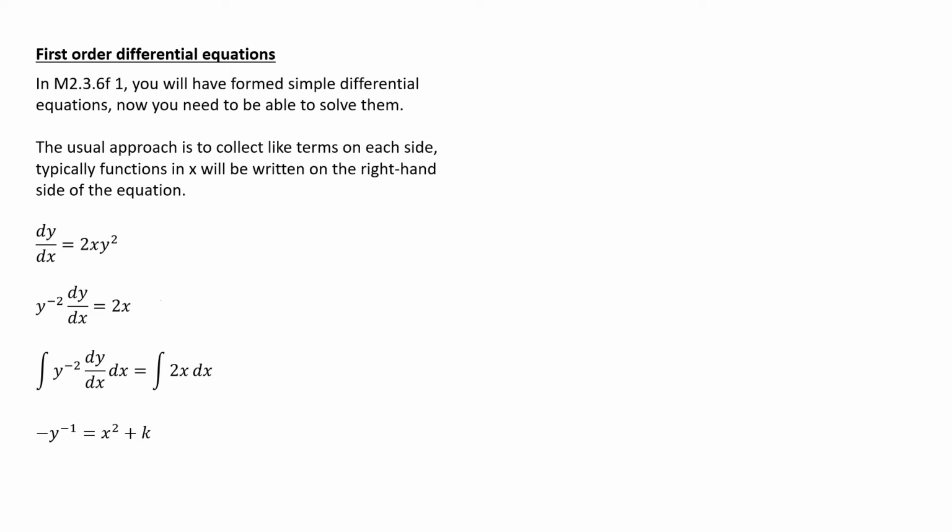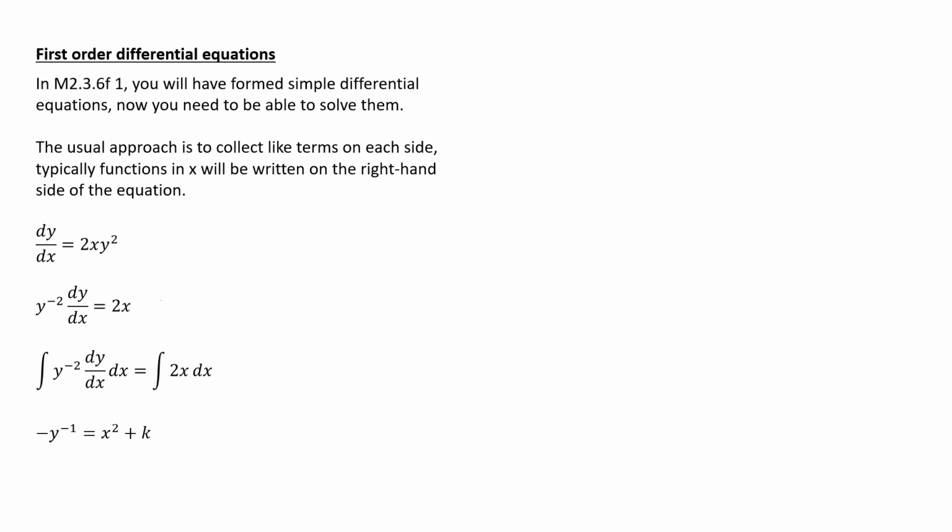It's usual in these types of questions, when you're looking for a general solution, that is where it's got a constant term, to put it in terms of y equals, rather than the minus y to the minus 1 which I've got. So that minus y to the minus 1 is minus 1 over y. So I want it to become y, I've got to reciprocate that side, so I'll have to reciprocate the x squared plus k, which will become 1 over x squared plus k. But I've got to deal with the negative sign as well, because I've still got that negative sign there.